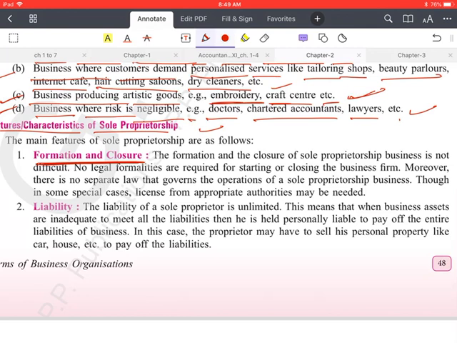If you see the partnership firm, so if the partnership firm has to be closed, the consent of all the partners must be required. So in sole proprietorship, the formation and the closure of business is very easy. Okay. Next is liability. The liability of sole proprietor is unlimited. If there is any loss in the business, the sole proprietor has to sell out his personal property and pay off his liability. So the liability of the sole proprietor is unlimited. Okay, unlimited.